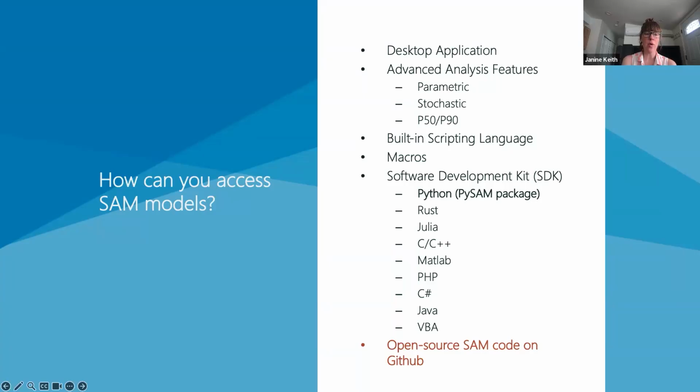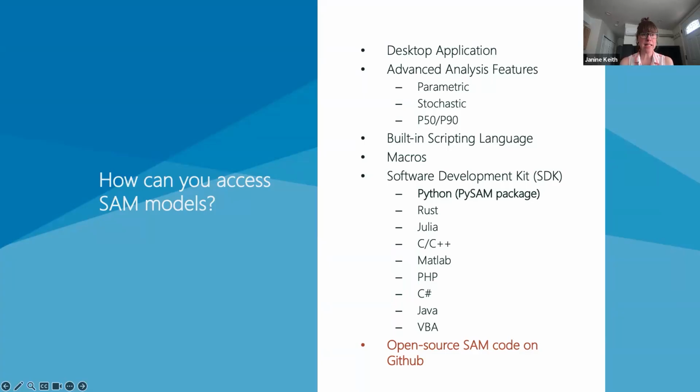And that is how many of the other models that call SAM repeatedly access the SAM tool, including models that are written by industry partners who use SAM to provide some of the base calculations for technology performance or financial decisions, and then focus on their own value add features on top of that.